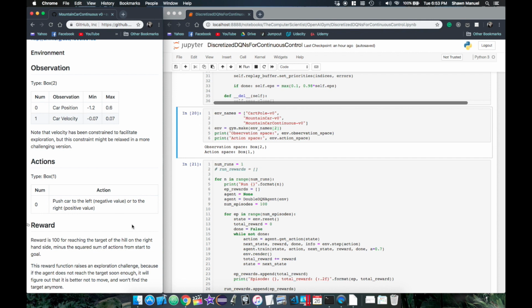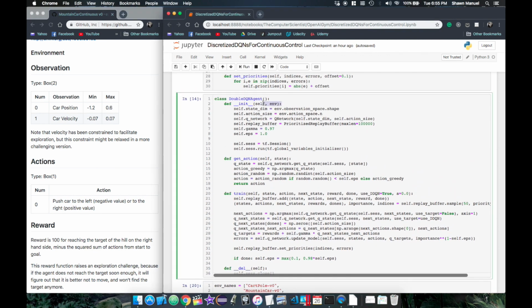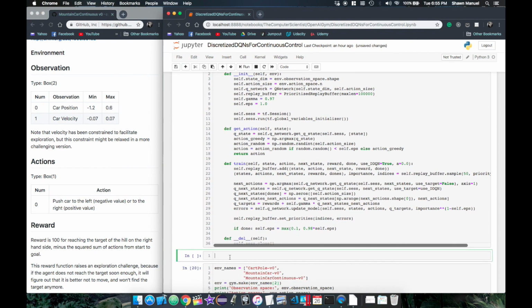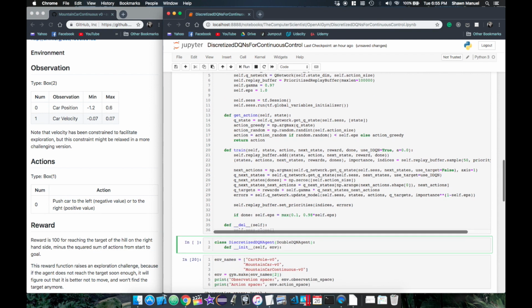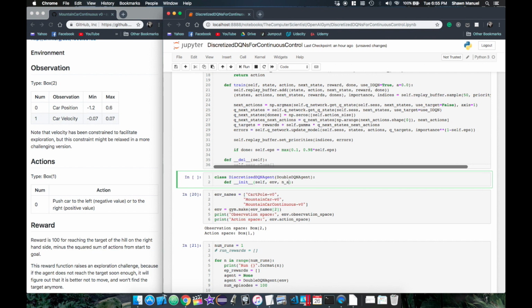But we can actually convert this into a discrete action space by specifying a number of action values at discrete intervals along the continuous action range. So let's create a class DiscretizedDQNAgent, which is a subclass of the original agent, and we'll take in the number of action intervals that we want.